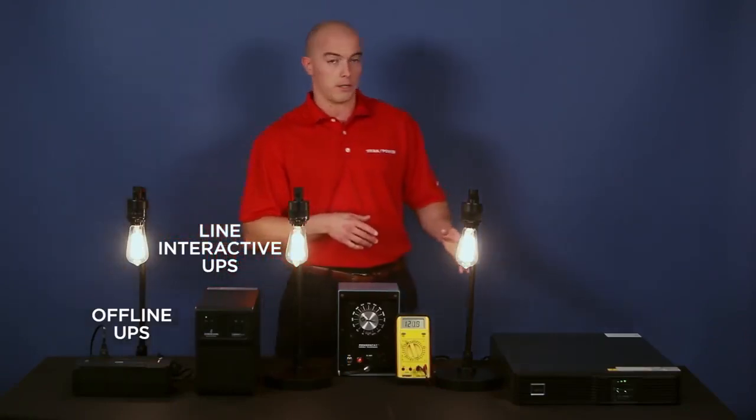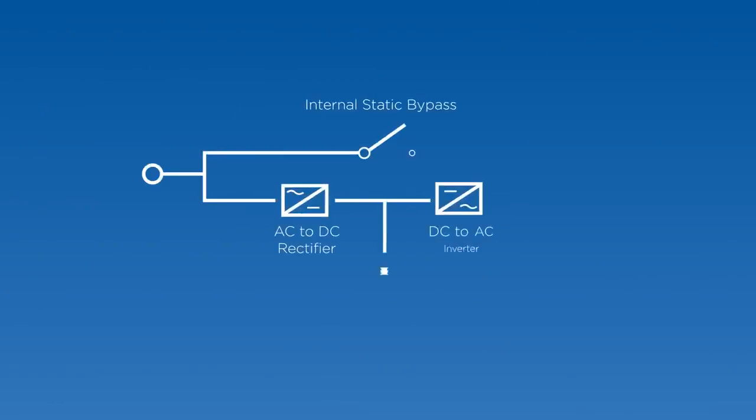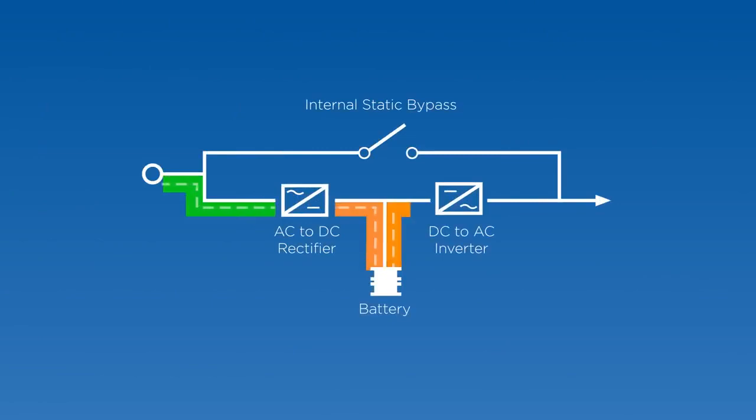The final topology we'll talk about today is the online UPS. An online UPS consistently conditions power from the input of the UPS to the output by converting AC power to DC stored power and then back to AC power to support your load. This completely isolates your IT load from any power anomalies that might come down from utility and is the best choice for your most sensitive IT equipment.